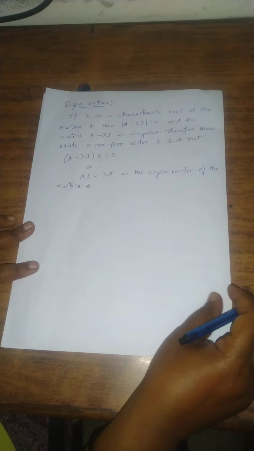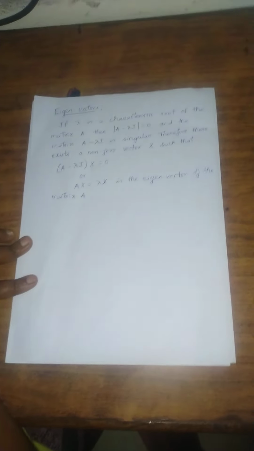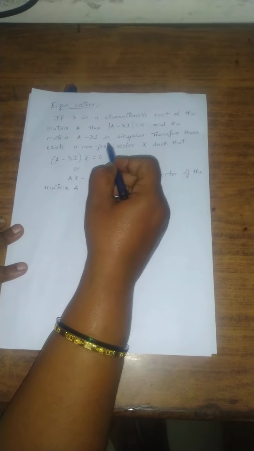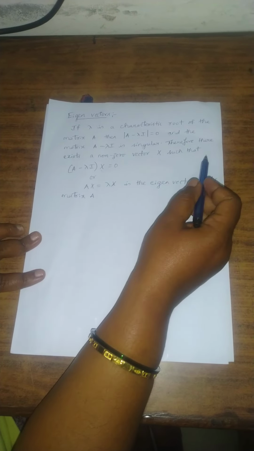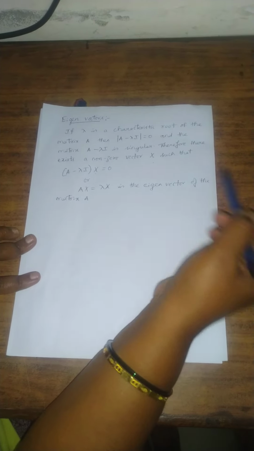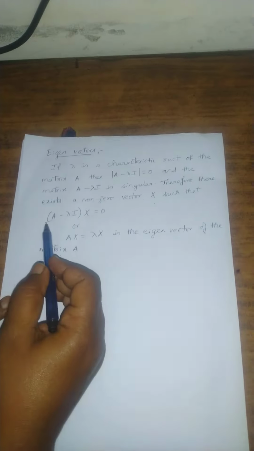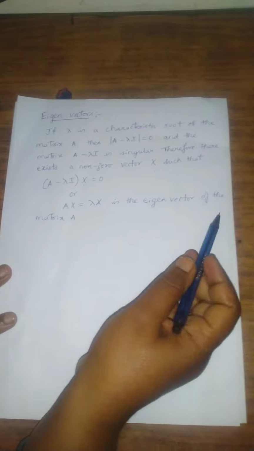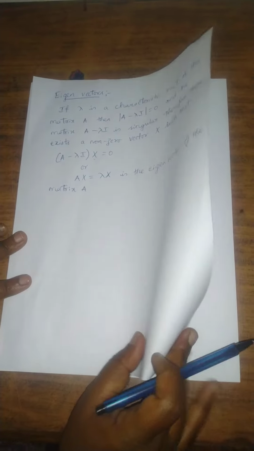Now next, coming to the definition of the eigenvector. Where lambda is the characteristic root or the eigenvalue of matrix A, then determinant of A minus lambda I is equal to 0 and the matrix A minus lambda I is singular. Therefore, there exists a non-zero matrix X, which is the eigenvector that we are going to find out, such that A minus lambda I of X is 0, or AX is equal to lambda X. X is the eigenvector of the matrix A. So now we understood the definition of eigenvalues and eigenvectors.